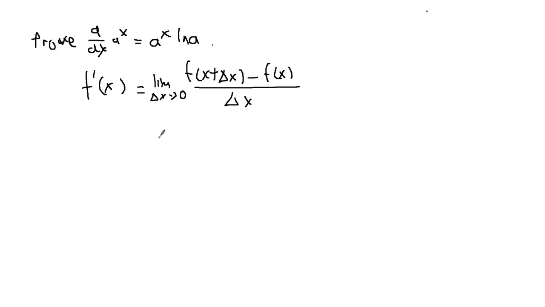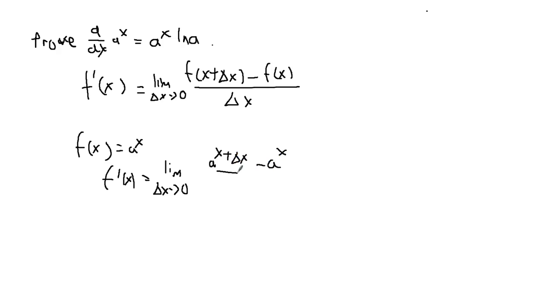So let's say f of x is a to the x. So now we have f of x is equal to a to the x, and f prime of x is equal to the limit as delta x approaches 0 of a to the x plus delta x minus a to the x over delta x. And a to the x can factor out, so that's equal to a to the x times the limit as delta x approaches 0.